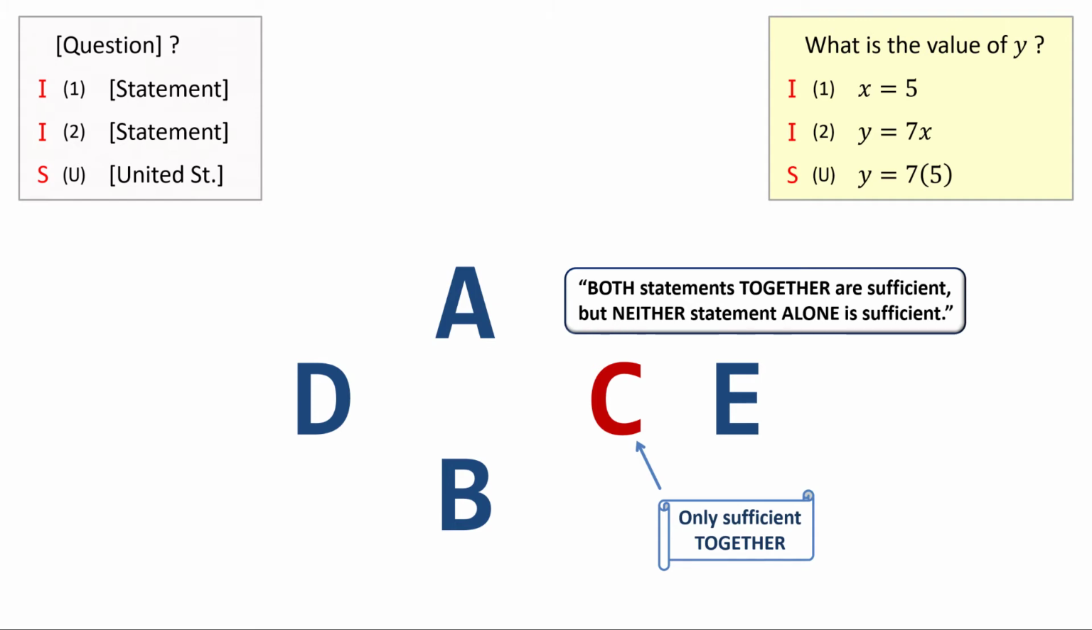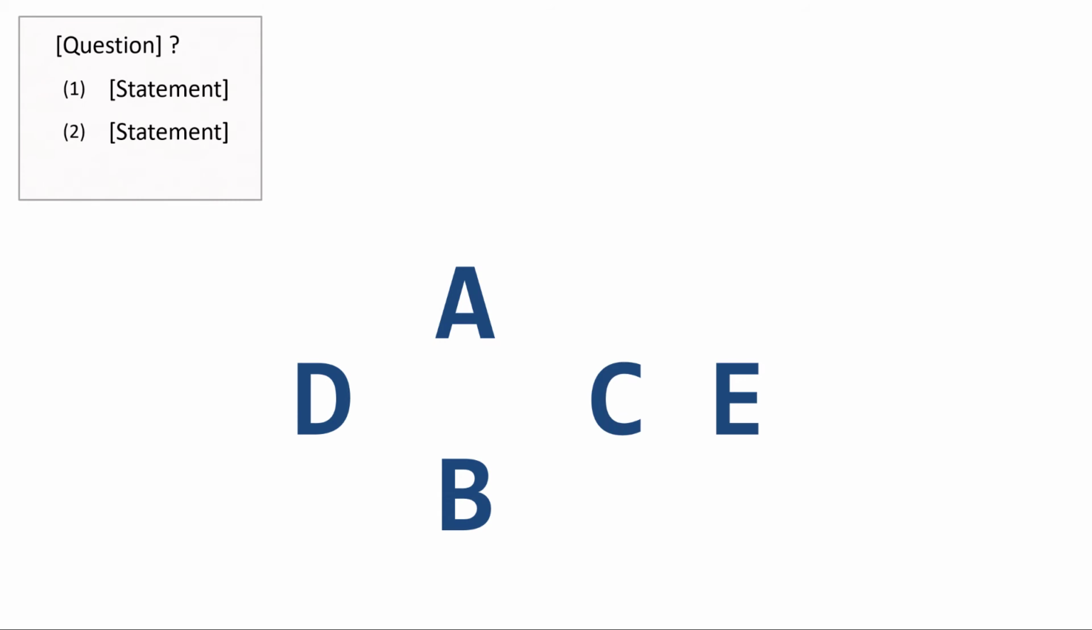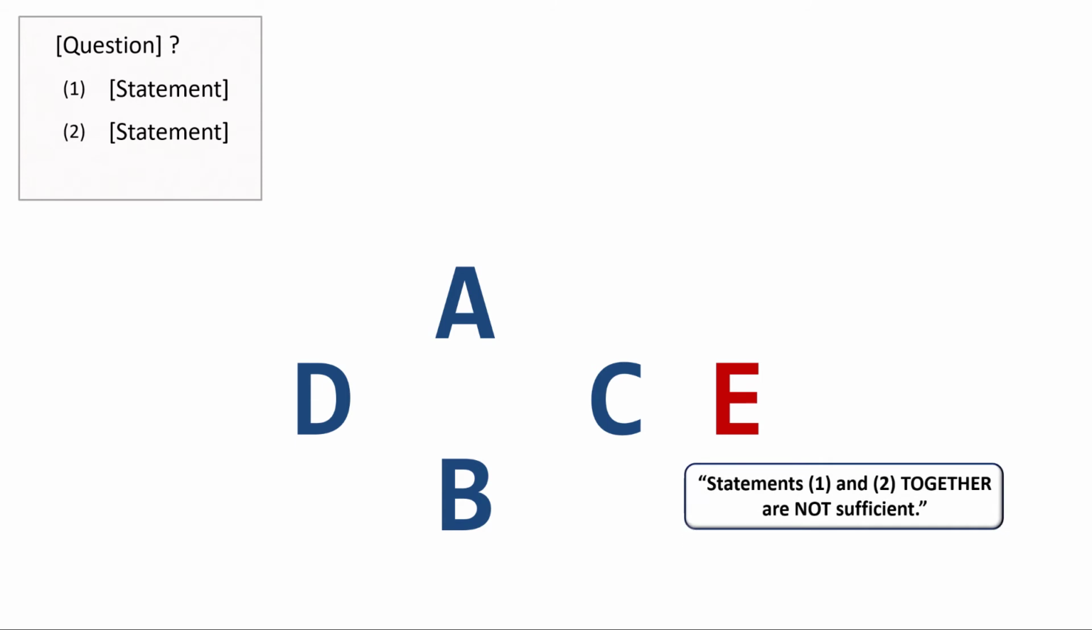All right, now that we're finished with C, we're ready for the last answer choice, E. This one says that statements 1 and 2 together are not sufficient. The phrase statements 1 and 2 together refers to the combination of 1 and 2, which is the united statement U. Answer choice E is saying that U is insufficient. Now, if 1 and 2 are insufficient even together, then neither of them can be sufficient by itself. So we put an I next to 1 and 2.